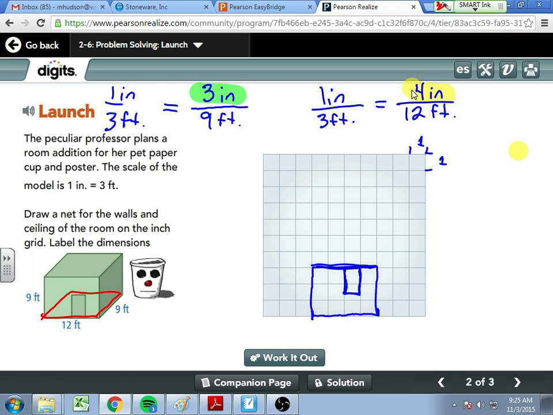So if you can kind of think about looking through that front wall. So it's still 4 inches across the front, 3 inches across the back, because that's actually representing 9 feet. Now, if we want to draw the left side, well, that's 9 feet tall, 9 feet long. So that'd be how many inches by how many inches?